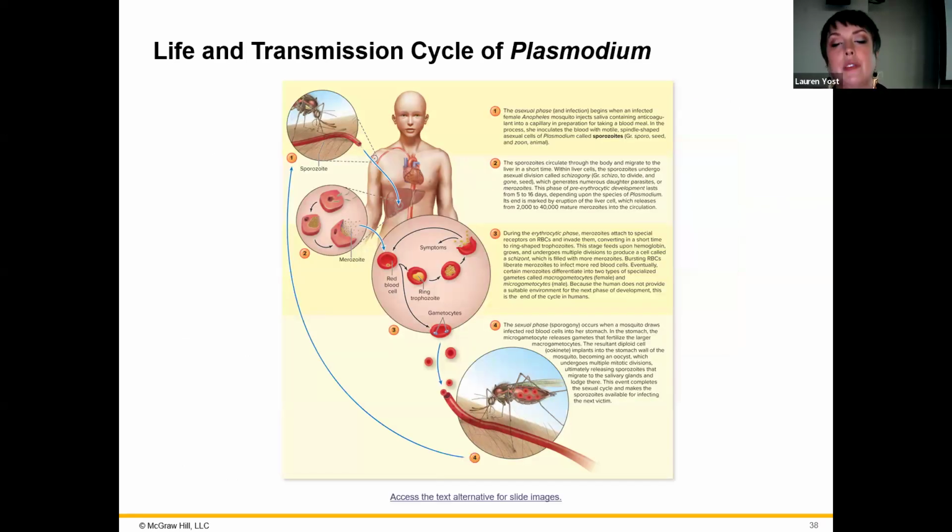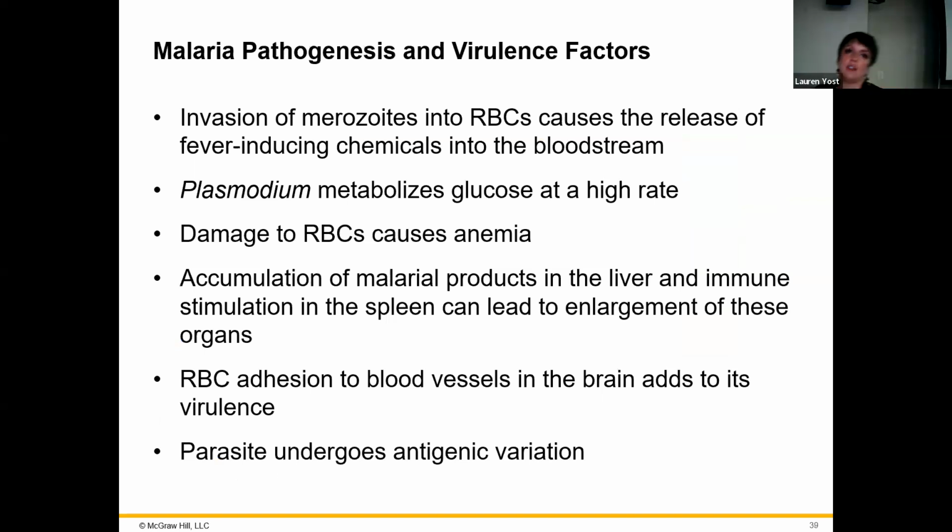I'm not going to go over the life cycle, but again, they will move into a life cycle in the liver and then cycle through the blood cells and then go back and forth again. Depending on what stage in that life cycle you're in depends on the signs and symptoms that you will have as the host. They will invade the red blood cells and the liver cells, and when they burst out of your blood cells, it releases fever-inducing chemicals into the bloodstream.